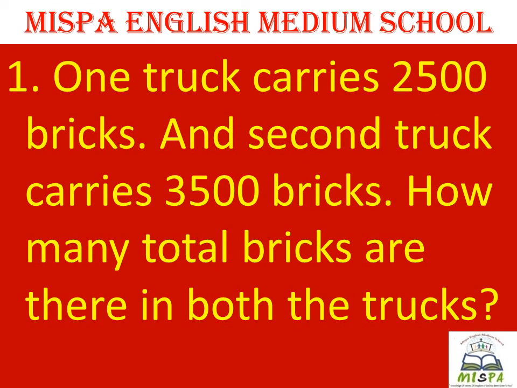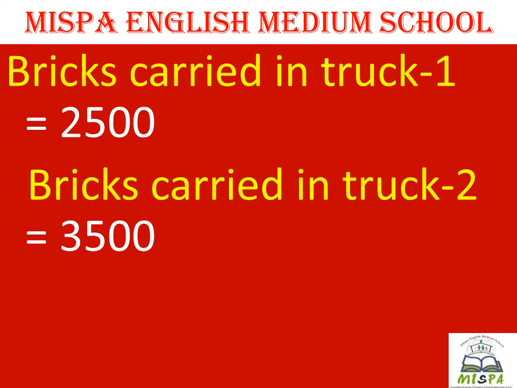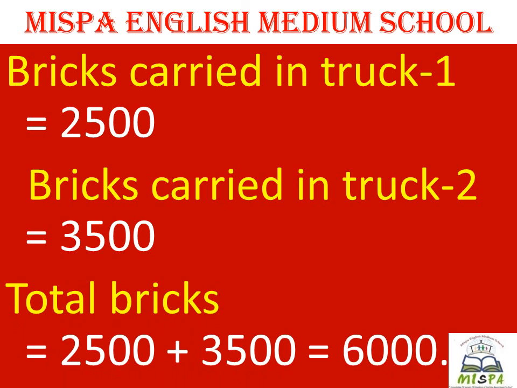One truck carries 2500 bricks and second truck carries 3500 bricks. How many total bricks are there in both the trucks? Bricks carried in truck 1 is equal to 2500. Bricks carried in truck 2 is equal to 3500. Total bricks is equal to 2500 plus 3500 is equal to 6000.